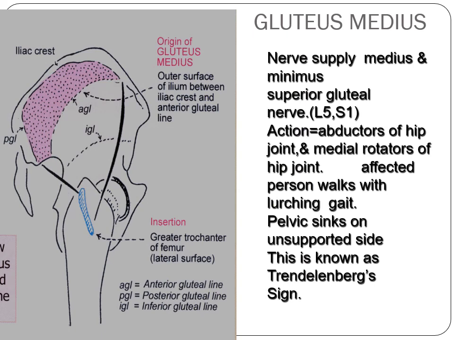Now gluteus medius. Gluteus medius is deep to the gluteus maximus muscle. Its posterior one third lies under cover of the gluteus maximus, and its anterior two thirds is superficial and covered by the thick gluteal aponeurosis. This is the origin of the gluteus medius. It arises from the outer surface of the ilium between the iliac crest and the anterior gluteal line. This is the anterior gluteal line, this is the posterior gluteal line.